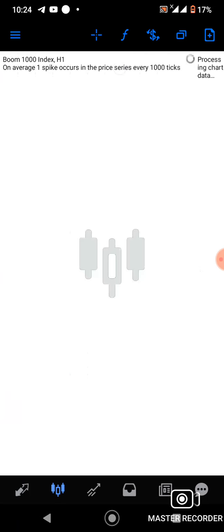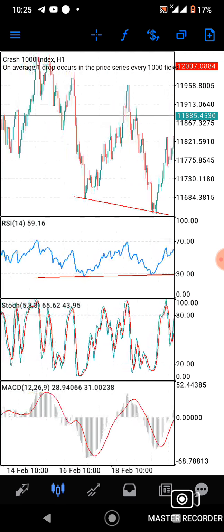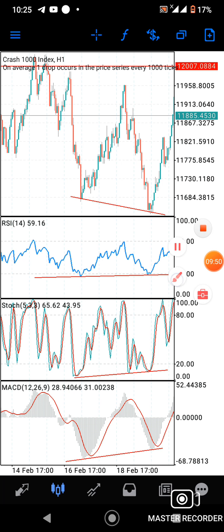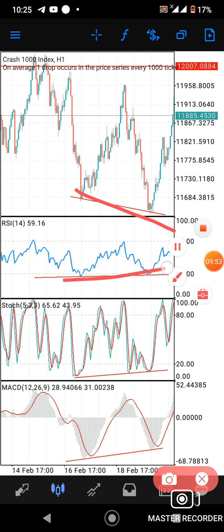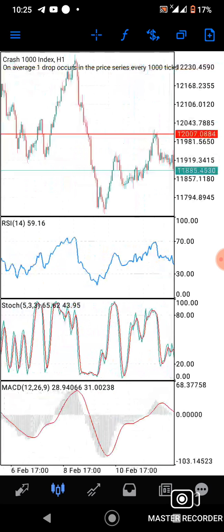Let's go and test it on Crash 1000 we did earlier. As you can see, let's check it out. You can just keep back testing it on different charts, so at least you know the one that works more. But for now, I will say all of them work. You can see the market like this, then price goes in a different direction. So for now, all three of them work efficiently. You can just keep back testing it.